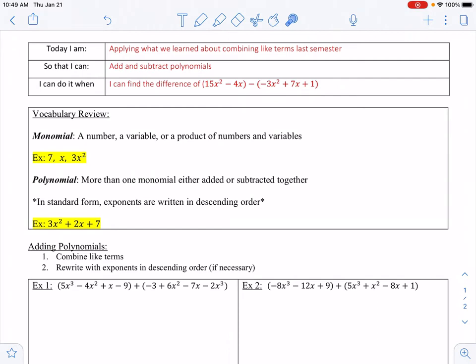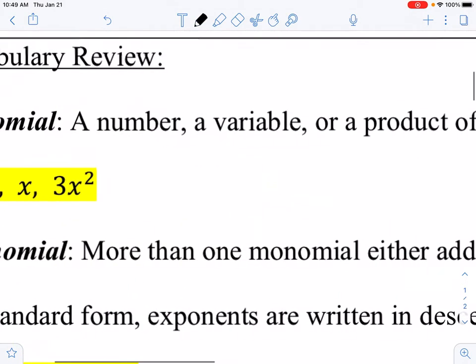So just a quick vocab review, a monomial. If I say a monomial, I'm referring to a number, a variable, or a product of numbers and variables. Like a number being like 7, a variable being like x. So 3x squared actually means 3 times x times x, if I were to expand that out. That's what that would look like.